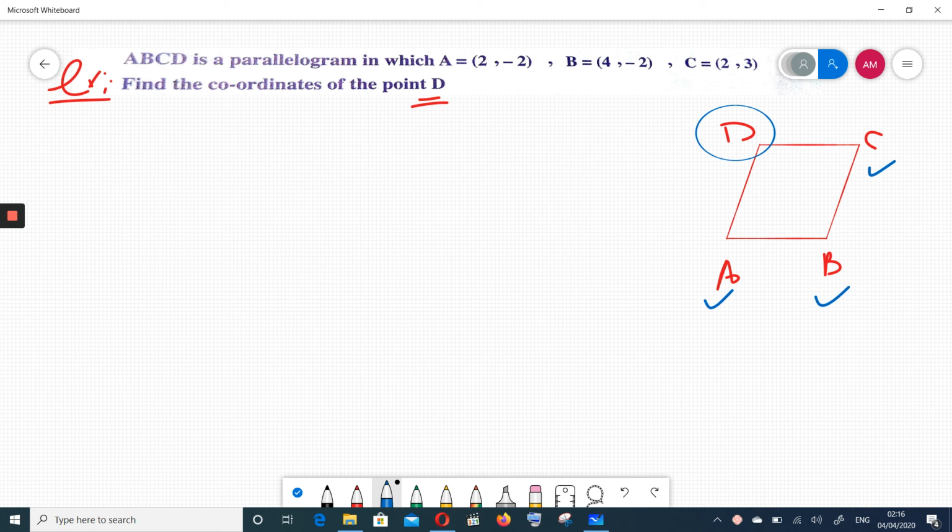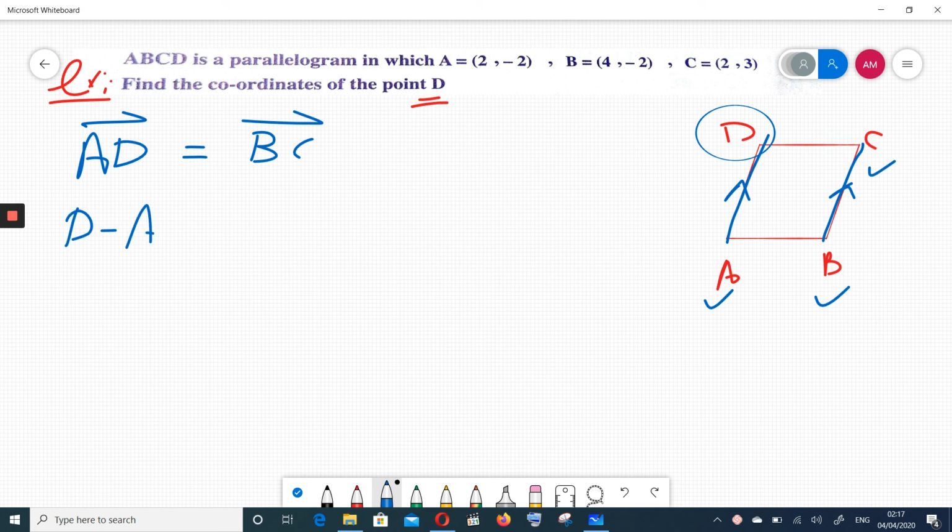But how? We're going to say if this is a parallelogram, it means the vector of AD is going to be the vector of BC, because from the properties of a parallelogram, each two opposite sides are parallel and equal in length. So AD and BC are both equal in length, and by the way, in the same direction. From this side, AD means D minus A, the vector of D minus the vector of A. And this one is also the vector of C minus the vector of B.